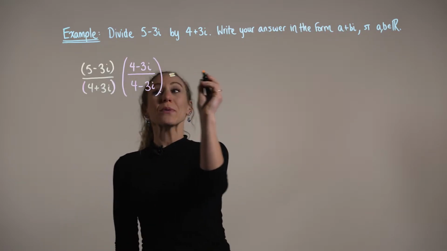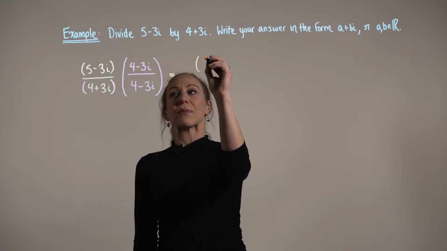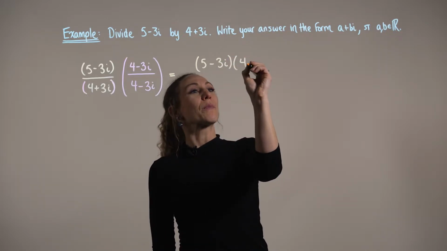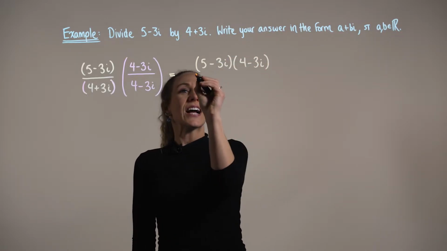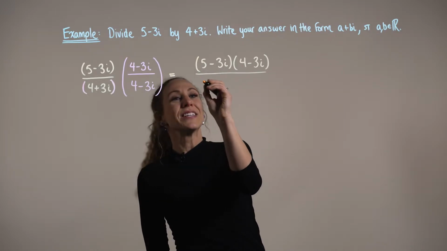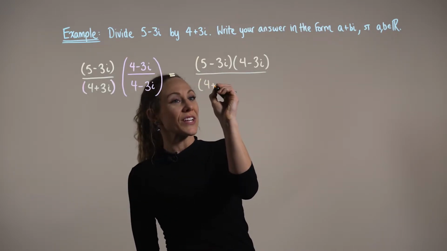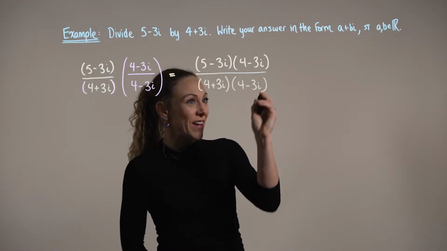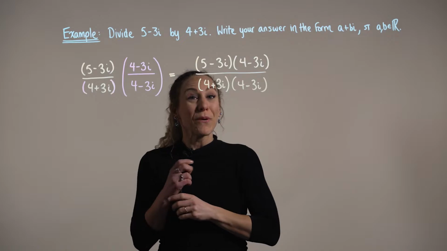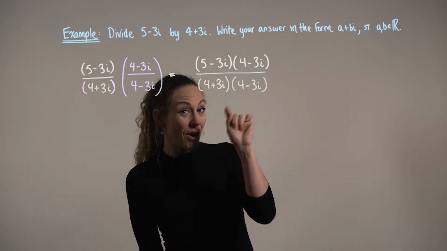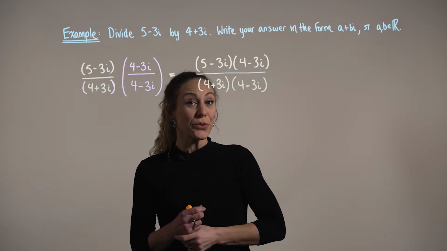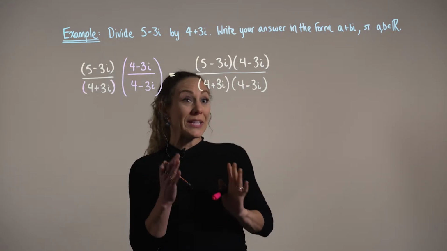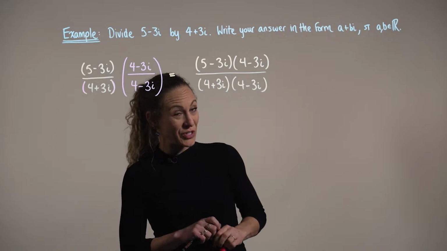And now we can go ahead and rewrite this as a single rational expression, 5 minus 3i multiplied by 4 minus 3i. And this is all divided by the product of complex conjugates, 4 plus 3i multiplied by 4 minus 3i. Now, we'll keep in mind here that the product of these complex conjugates should produce a real number. So that's going to be a great way for us to check our work. But in the meantime, we've got a lot of expansion to do.